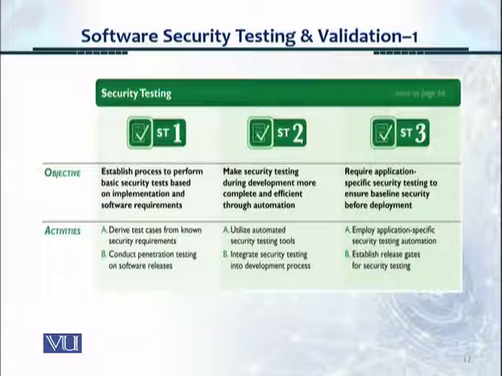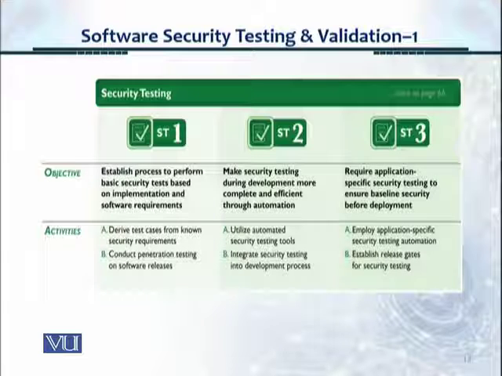And here we have the security testing chart from the OWASP SAM document. If you can't read this properly from the screen, you're free to go to the website and look this up. And all the details for this particular terminology are also there. First objective under security testing: establish process to perform basic security tests based on implementation and software requirements. And we have two activities: derive test cases from known security requirements and conduct penetration testing on software releases. So we're actually doing pen testing here.